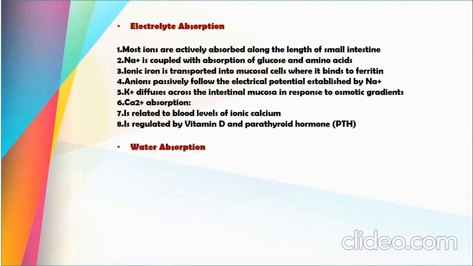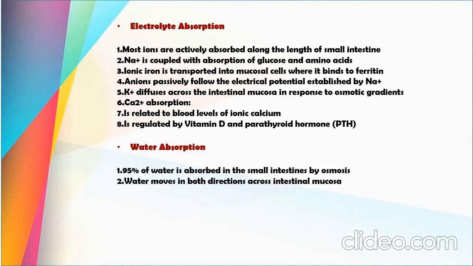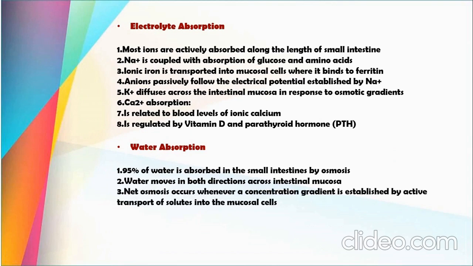Next one is water absorption. 95% of water is absorbed in the small intestine by osmosis. Water moves in both directions across the intestinal mucosa. Net osmosis occurs whenever a concentration gradient is established by active transport of solute into the mucosal cell. Concentration gradient means the solute molecule is transported from higher concentration to lower concentration.